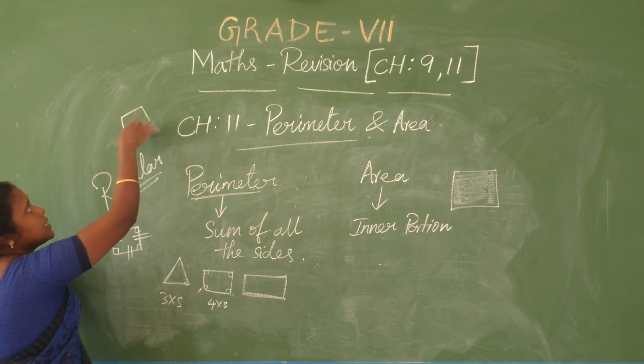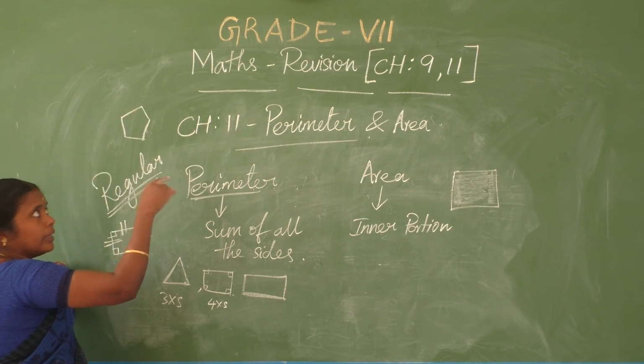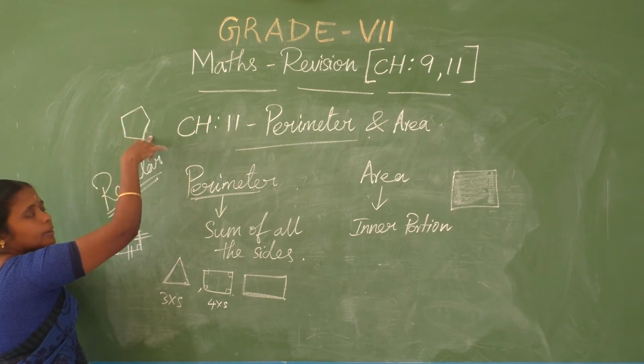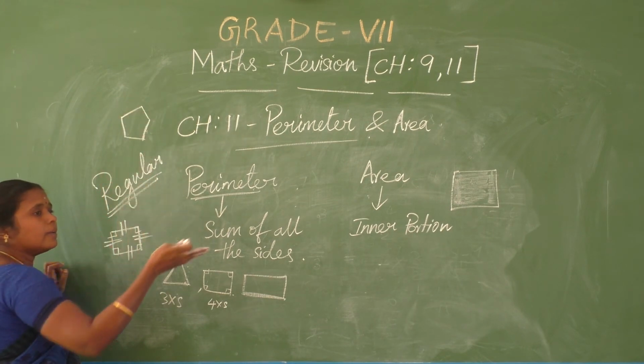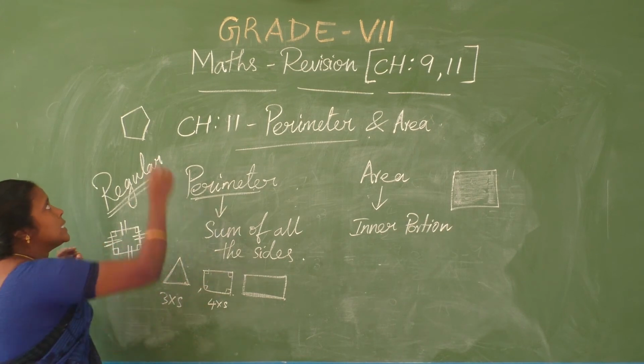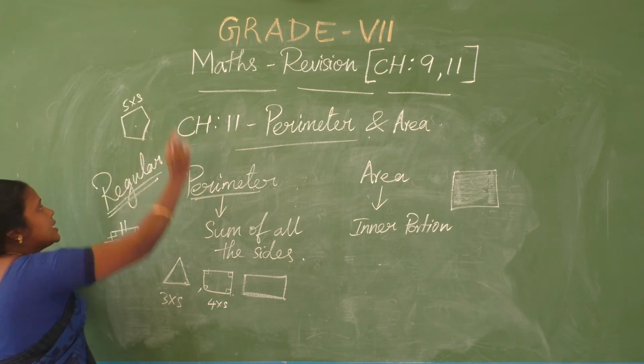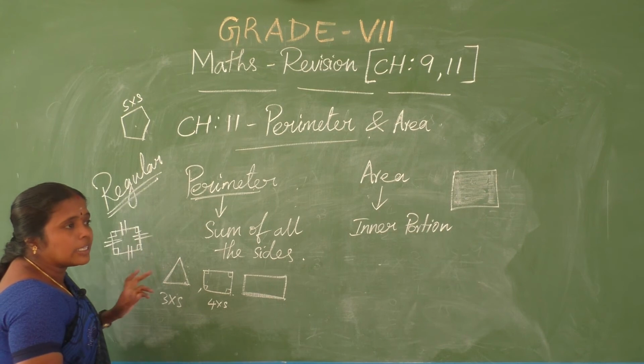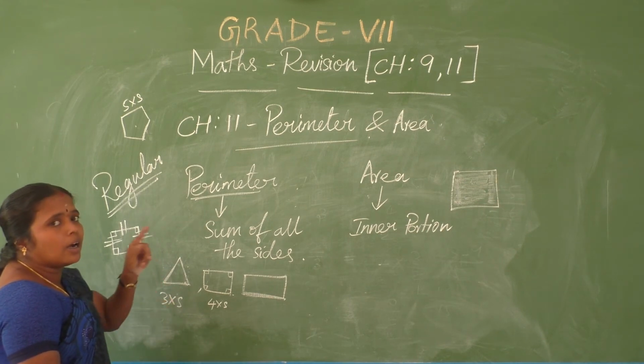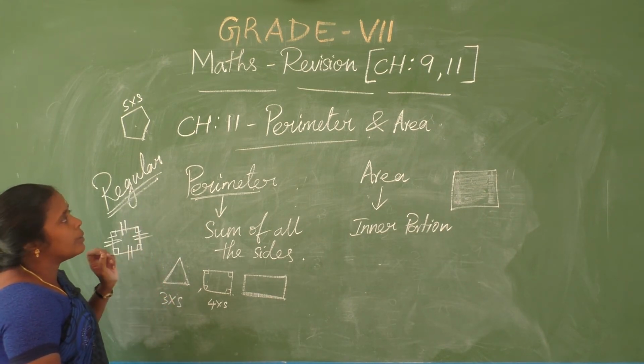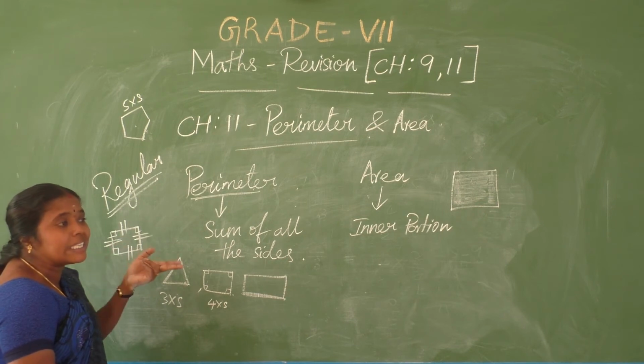Pentagon, regular. When all the sides and the angles are equal, it is called regular. It contains 5 sides, so it is called a regular pentagon. Its perimeter is 5 into side. A regular hexagon is a 6-sided polygon with all the sides and angles equal. Its perimeter is 6 into side.